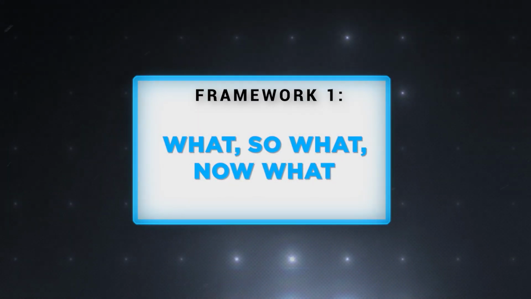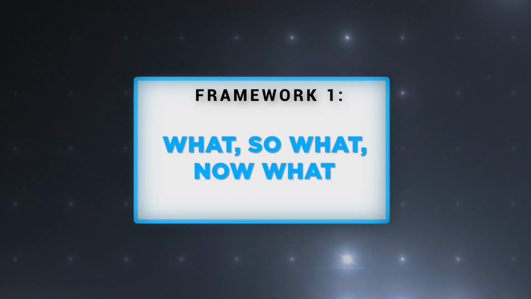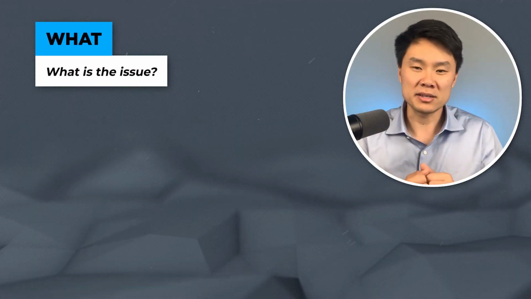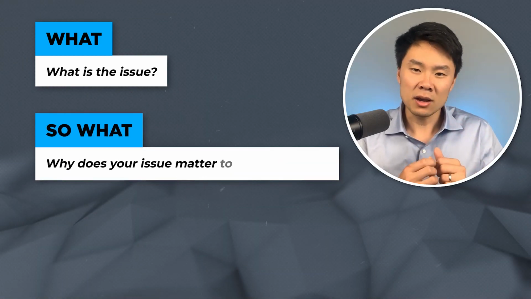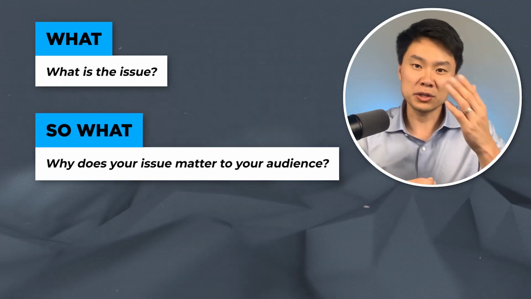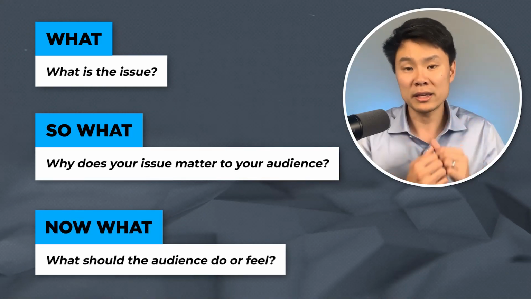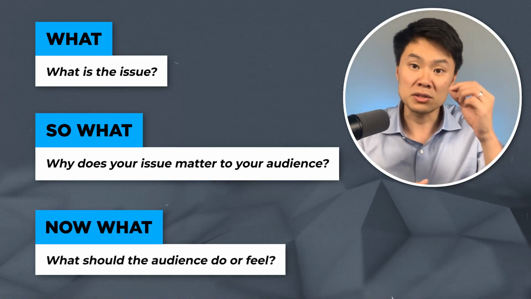The first framework is the what, so what, now what framework. What means in 2 lines or less, what is the issue at hand that you want to discuss? So what is, why does your issue matter to your audience? And now what is, now that I've told you why the issue matters, what should the audience do or feel afterwards? I like using this framework when giving updates to a manager or an executive team.